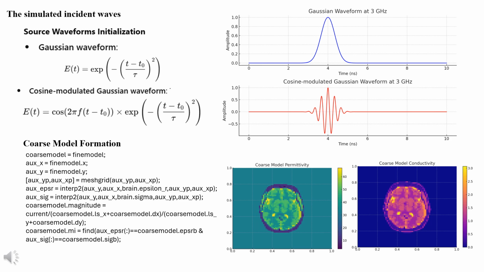Both models are essential for understanding the interaction between electromagnetic waves and the medium, as they help simulate realistic physical behavior. The color scales in these plots help identify regions of different permittivity and conductivity, which could represent different materials or tissues in an imaging or wave propagation problem.